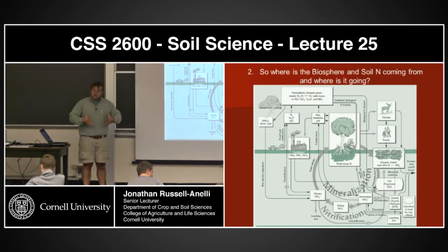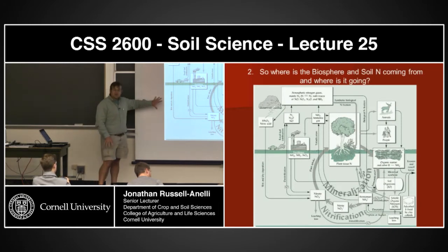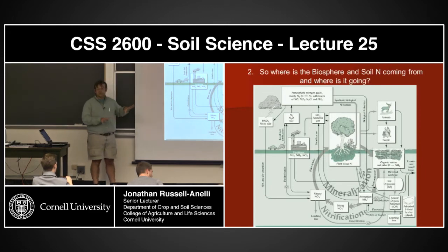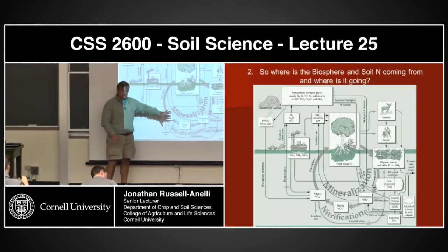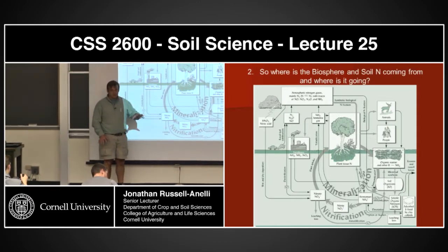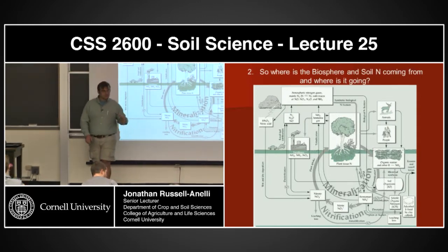But we're more concerned about what's going on locally. So in the biosphere, in us and in the soil N, where is that nitrogen coming from and where is it going? Okay? Now this is the nitrogen cycle that was in your book. You notice that it's getting a little bit simpler. Again, all these boxes are the pools. The arrows are the fluxes.